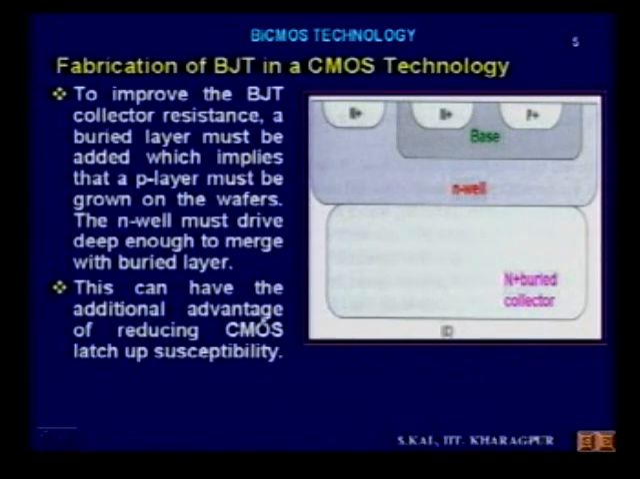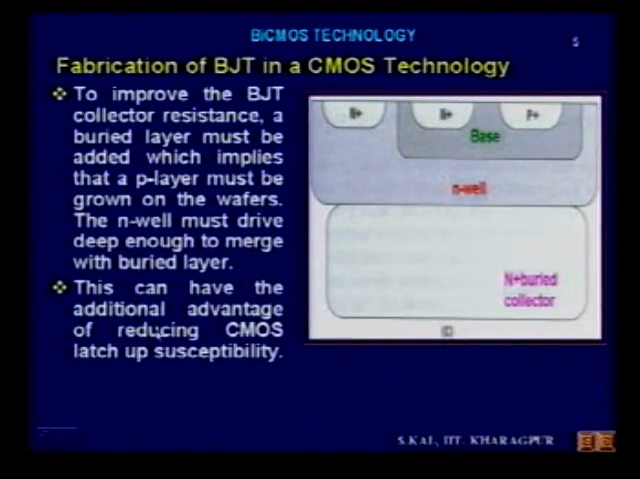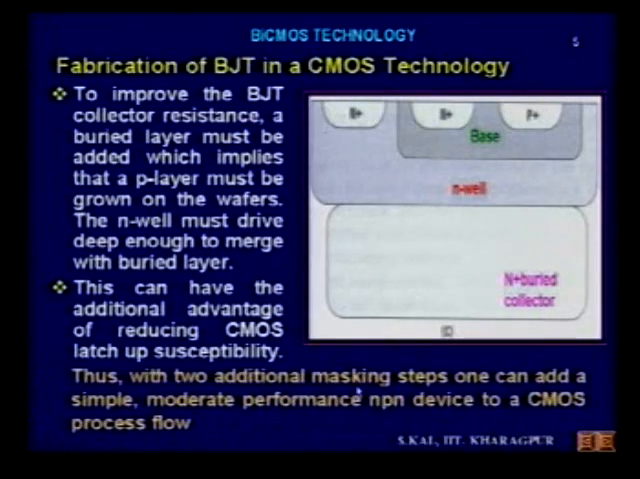So this can have the additional advantage of reducing CMOS latch-up susceptibility because of the presence of the buried layer. We have seen this NOL region will act as a base region of the parasitic NPN transistor, which I discussed in the last lecture in the latch-up problem discussion, isn't it? So if you use a highly doped buried layer here, this will also reduce the CMOS latch-up susceptibility. Thus, with two additional masking steps, one can add a simple moderate performance NPN device to a CMOS process flow. Okay?